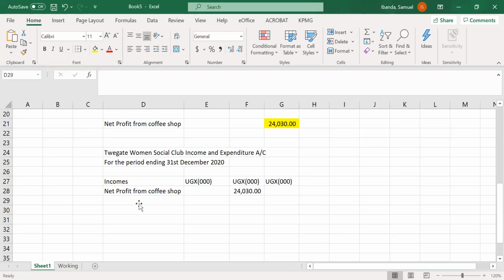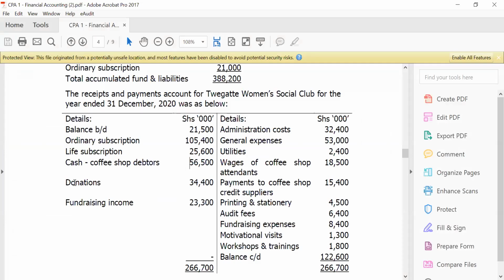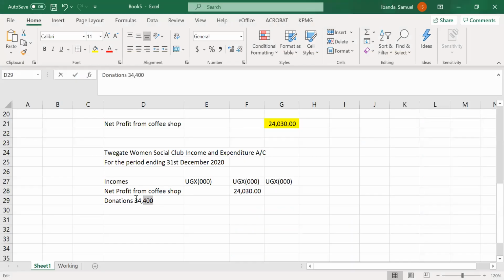Right there. So that is what we have as our so-called income. The next income that we are going to look at is what? When you come here, we have donations. I'm first taking those incomes that don't have additional information, because life subscription and ordinary subscription have adjustments. So before that, let me first record what doesn't have adjustments. Donations is another income that I'm going to put directly into my income and expenditure. I'll just write it there. Donations is 34,400.